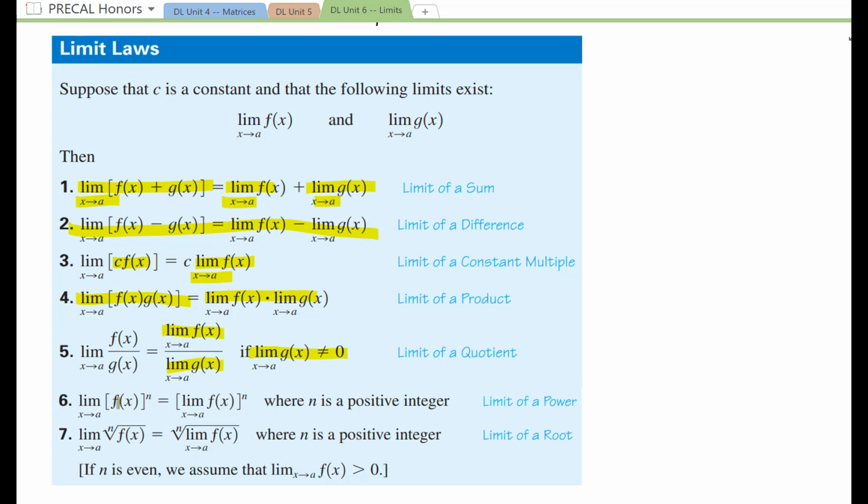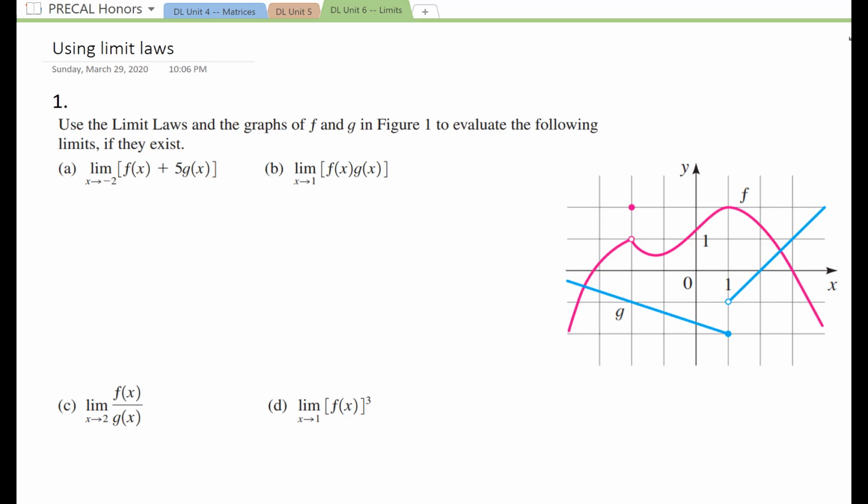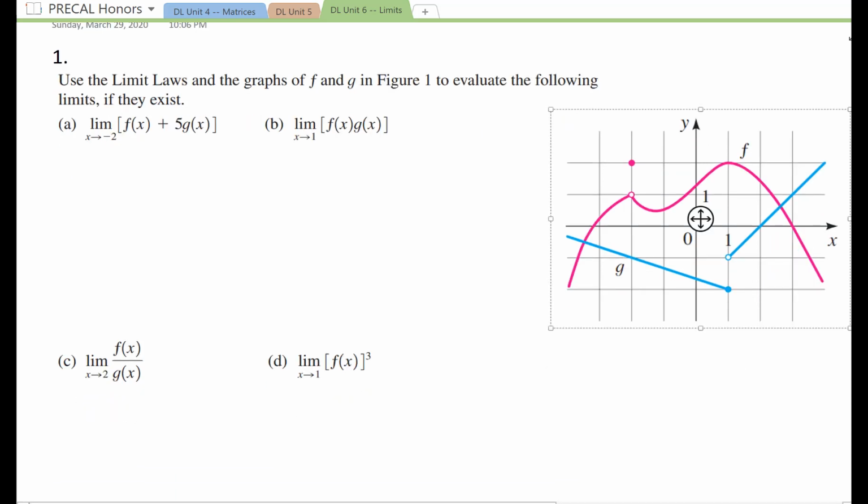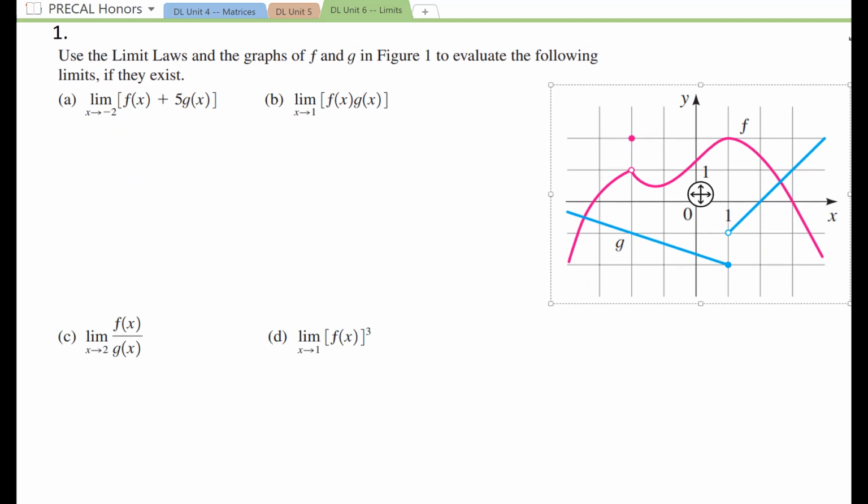The limit of a function that is to the power of n can be rewritten as the limit of that function all to the power of n. Same with a root. Use the limit laws and the graphs of f and g in figure 1 to evaluate the following. Okay, the limit as x approaches -2 of f of x plus 5 times g of x.